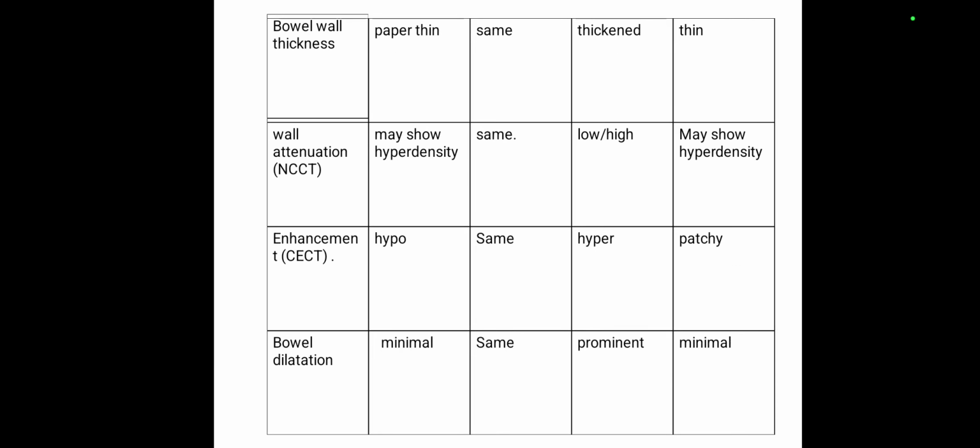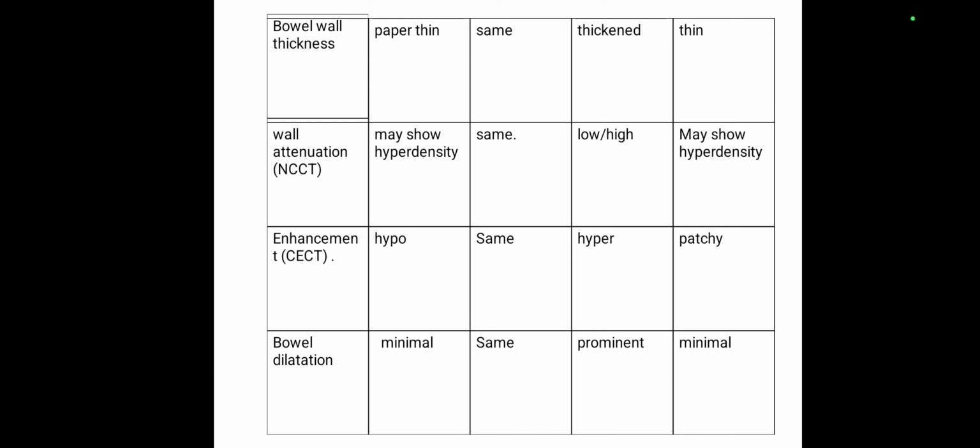Now we have to look at the bowel wall thickness, what is the attenuation, and what happens after contrast and bowel dilatation. So in case of arterial hypoperfusion, the bowel will be paper thin. It is because the intramural blood vessels have decreased blood flow, so the muscular tone is decreasing. As a result, the bowel is getting paper thin in case of arterial hypoperfusion.